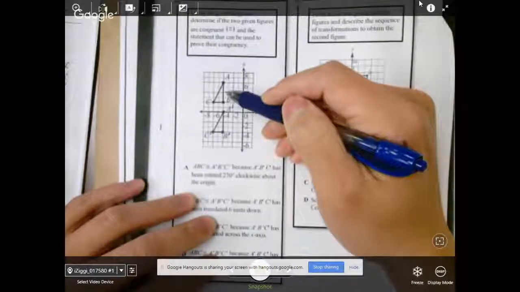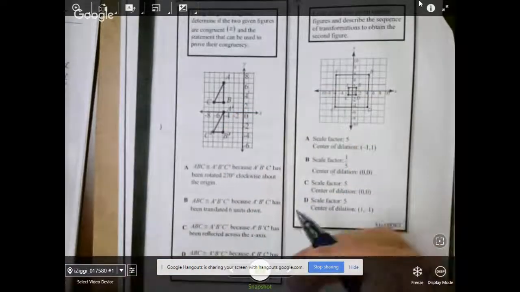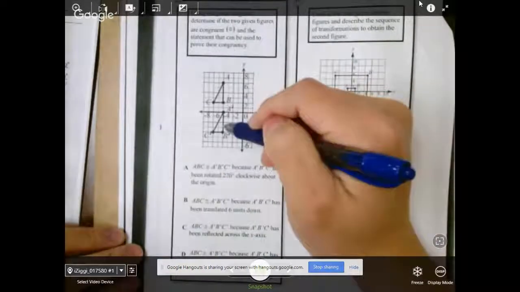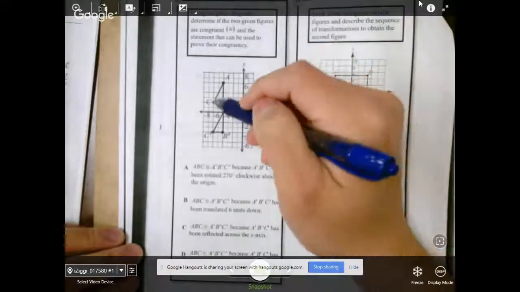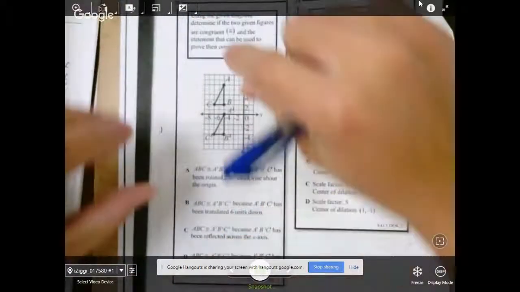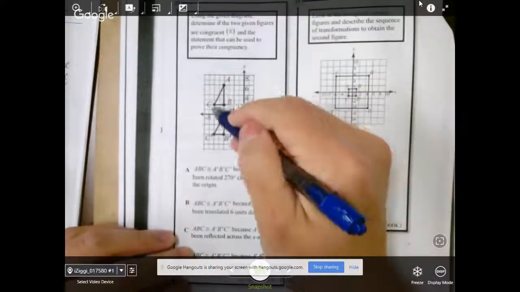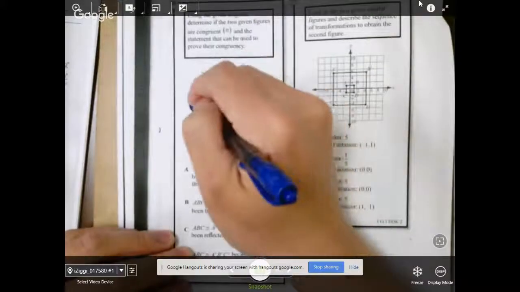All right, so it looks like it goes down. The orientation stayed the same. It wasn't rotated, okay? It wasn't flipped. The orientation stayed the exact same. It just moved down. If the orientation stays the same, it's a translation.